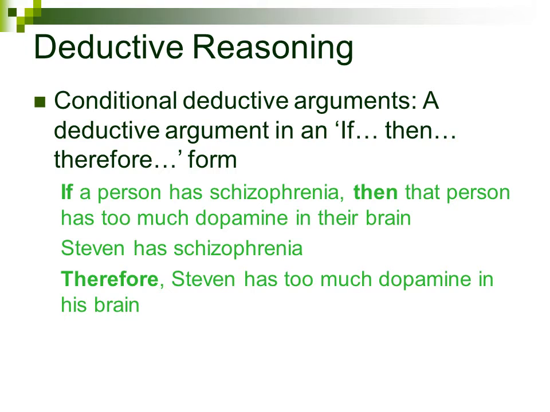Note that again, we're arguing from a general statement, if a person has schizophrenia, then that person has too much dopamine in their brain, to a specific case about Stephen, and we are drawing a conclusion about what must be true. Therefore, Stephen has too much dopamine in his brain.